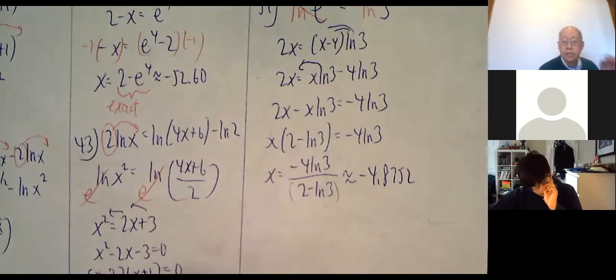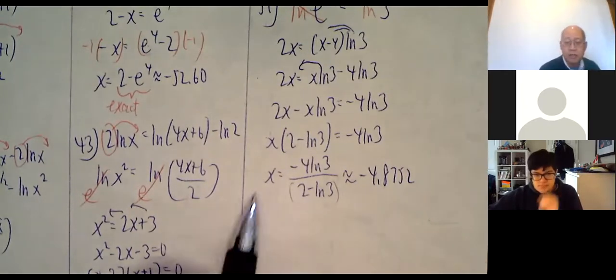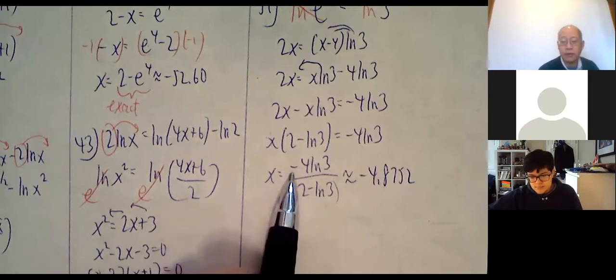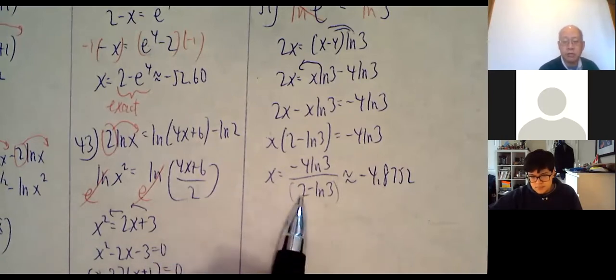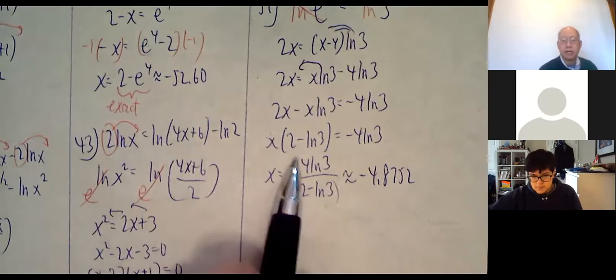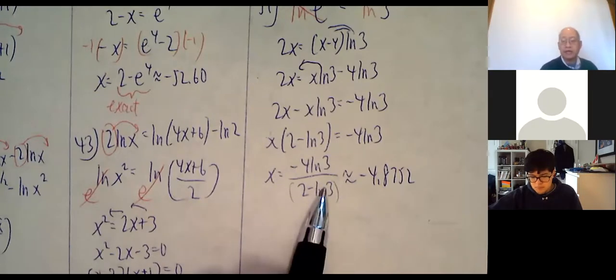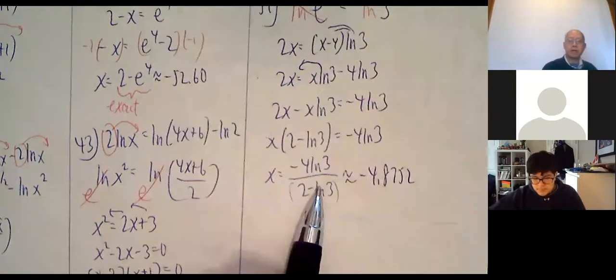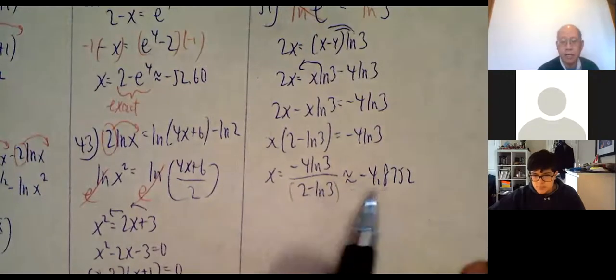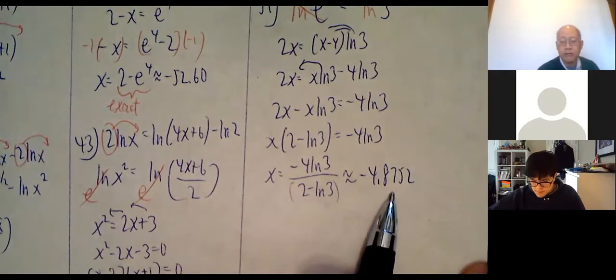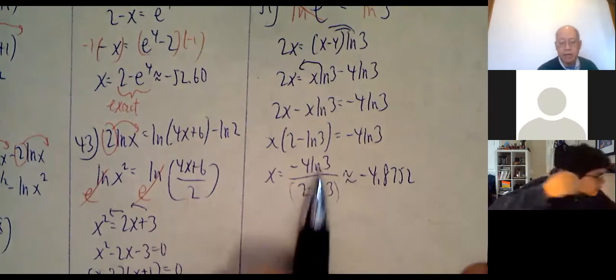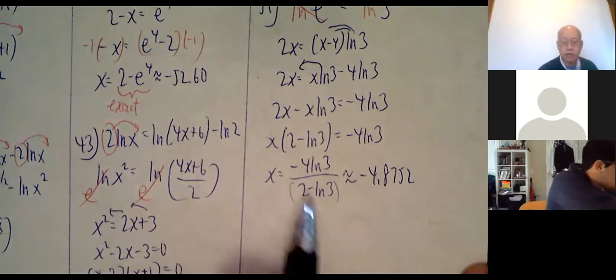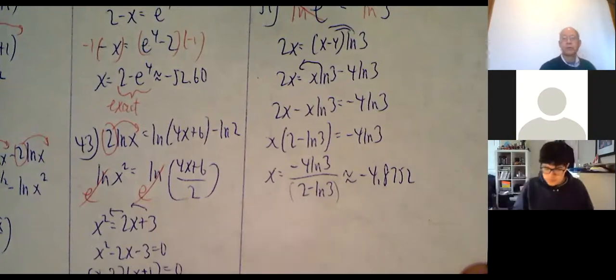Okay, so x, again, give the exact value. This is considered the exact value: negative 4 ln 3 divided by 2 minus ln 3. Okay, so show me that. And then if you want to do a decimal approximation, you can. I did it before. Save time, I can tell you what I got: negative 4.8752. But you check this out later to make sure you can get this on your calculator. Negative 4 ln 3 over 2 minus ln 3. And there we go.